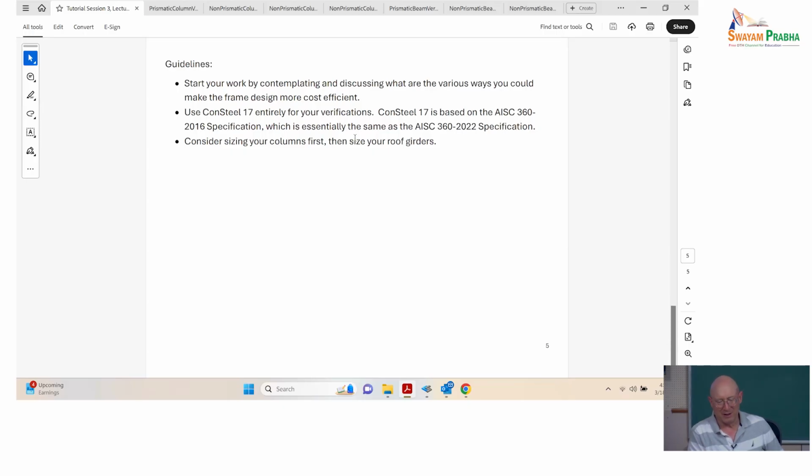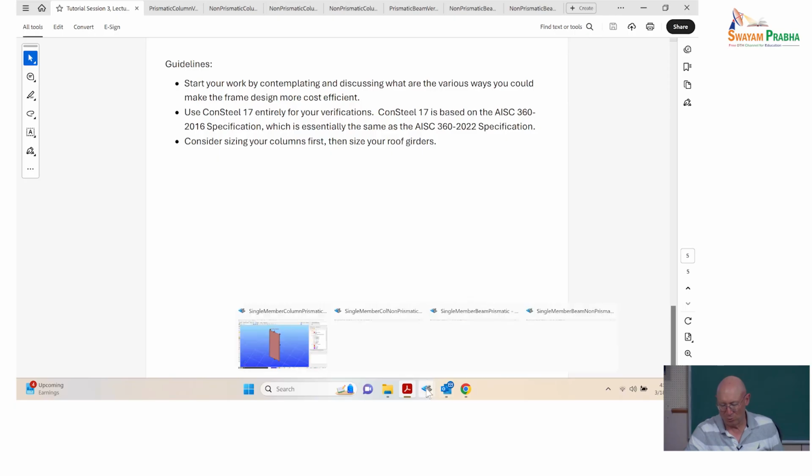And I guess last thing, and then we can talk more about it later, I would suggest maybe trying to size your column first. That was my first thought, maybe we just ask you guys to size the column. And then Belint said, nah, that's too easy. We need to do the roof girder too. So we'll look at how we can work on the whole frame here. All right, so with that said, let me show you.